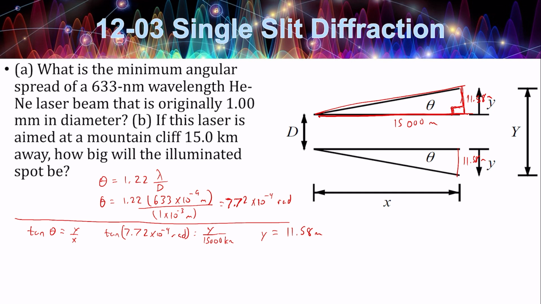And in the middle was the original diameter, which was 1 millimeter, or 0.001 meters. That's so small compared to the rest, we're going to ignore it. So then our full width is going to just be 2 times 11.58 meters, or 23.2 meters. So that's a fairly large spot starting from 1 millimeter.